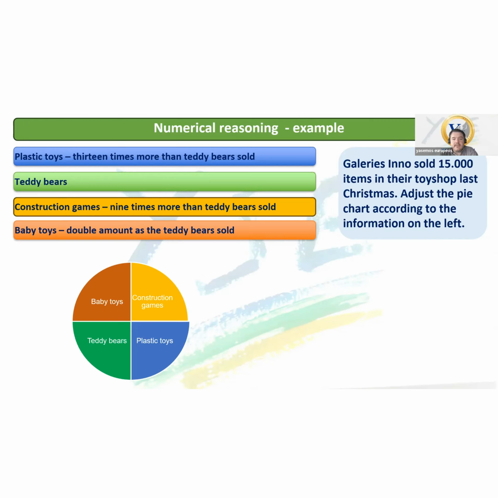And we need to adjust the pie chart, the one that you see at the bottom, with baby toys, construction games, teddy bears, and plastic toys. So we need to know how this pie chart is distributed, following the conditions on top. Plastic toys sold 13 times more than teddy bears. Construction games, 9 times more than the teddy bears. And baby toys, double the amount of teddy bears sold.